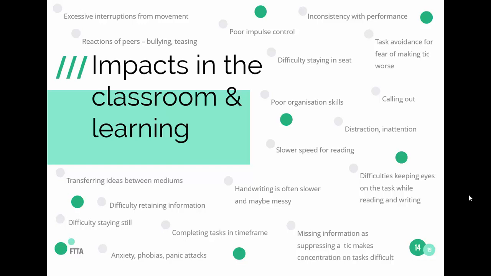Impacts in the classroom and impacts for learning. So excessive interruptions from movement. Reaction of peers, so things like bullying and teasing is very common with tics, or people that have Tourette's syndrome. Poor impulse control, in a sense, can be an issue, which is quite obvious because that's sort of the definition of a tic in a way. Inconsistency with performance, difficulty staying in the seat, poor organisational skills, calling out, task avoidance, and avoiding group work and things like that, avoiding going to class.